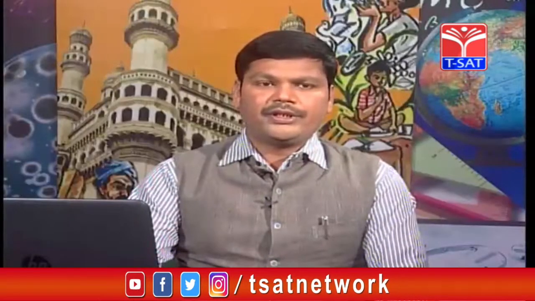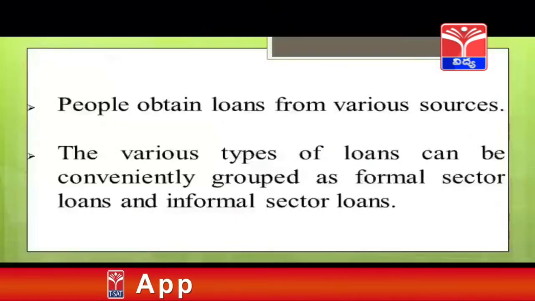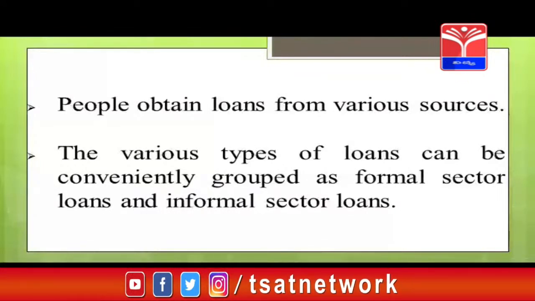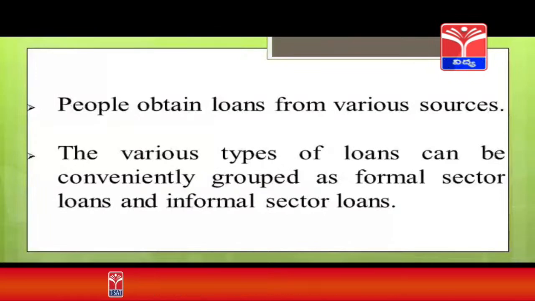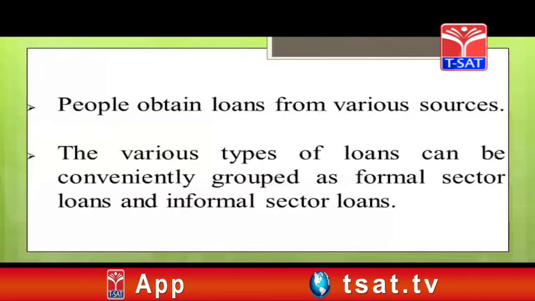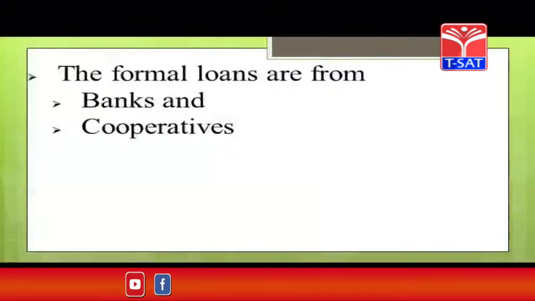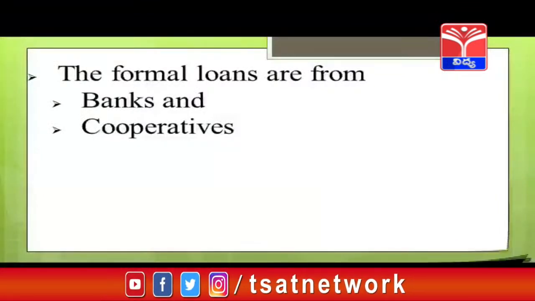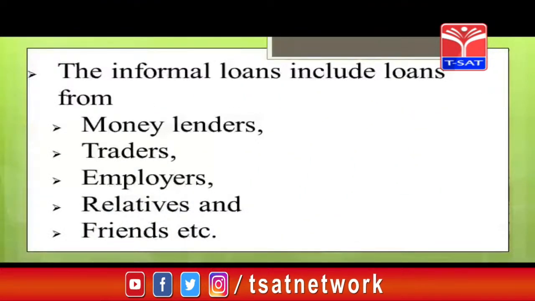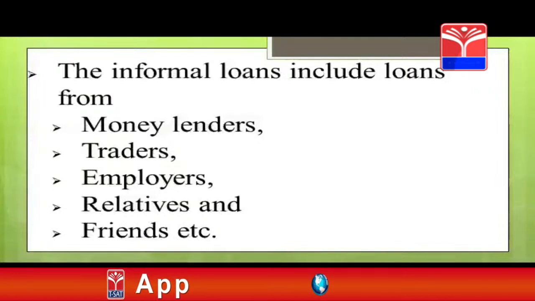The sources of credit are of two types: formal credit and informal credit. People obtain loans from various sources. The various types of loans can be conveniently grouped as formal sector loans and informal sector loans. The formal loans are from banks and cooperatives. The informal loans include loans from moneylenders, traders, employers, relatives and friends, etc. Let us watch the video.